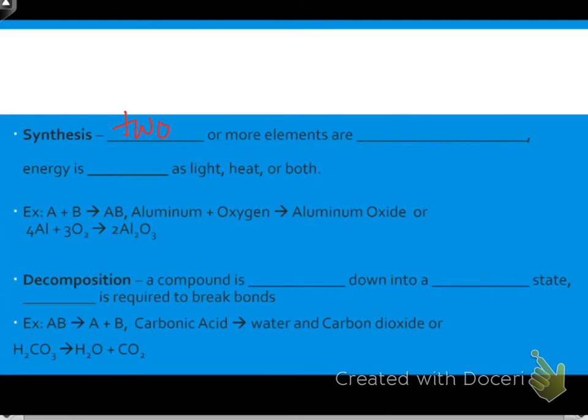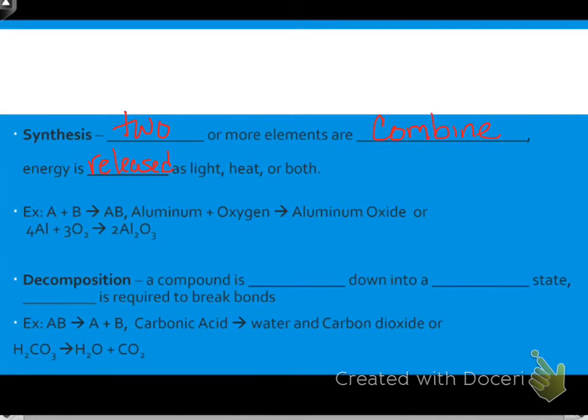So in synthesis, 2 or more elements are combined. Synthesize means to make something, so if you're combining them, you're making something new. Energy is released when this happens as light or heat or both. Think of when we combined our baking soda with our vinegar and the bottle felt cold. That was the endothermic reaction, and the fizz given off and the air that was made, the carbon dioxide that was produced, that was a synthesis reaction.